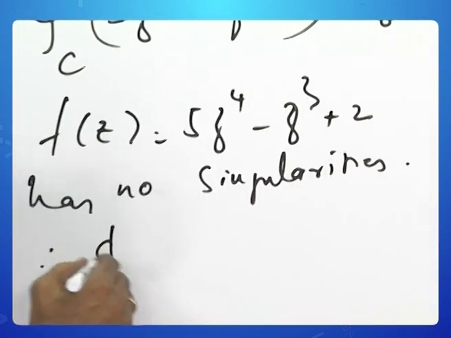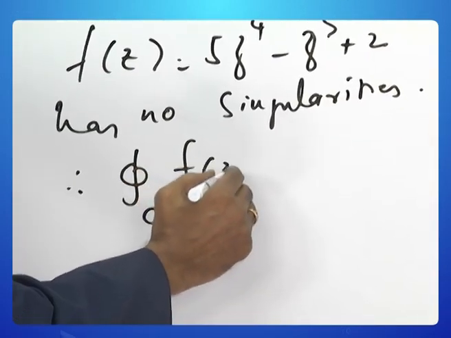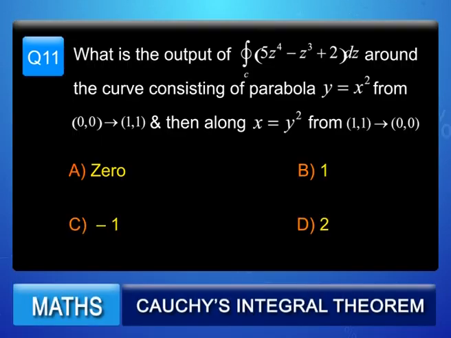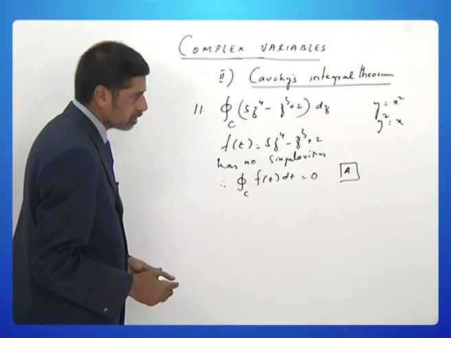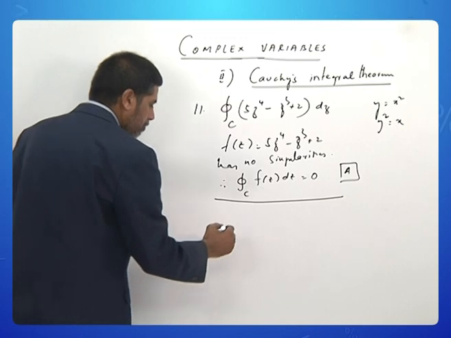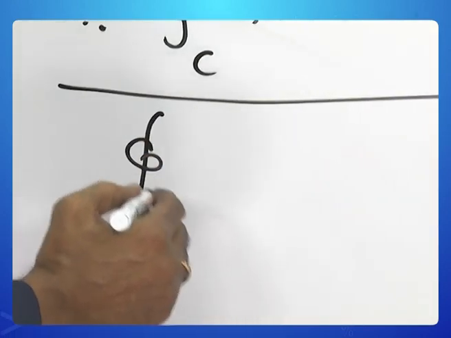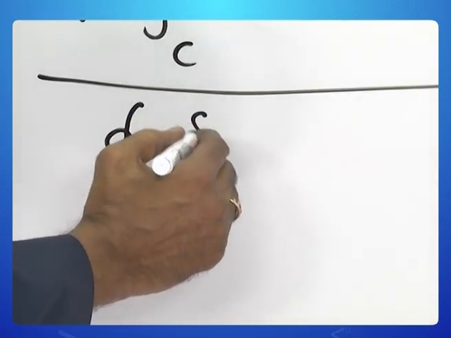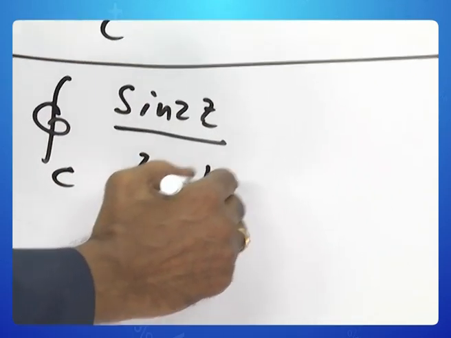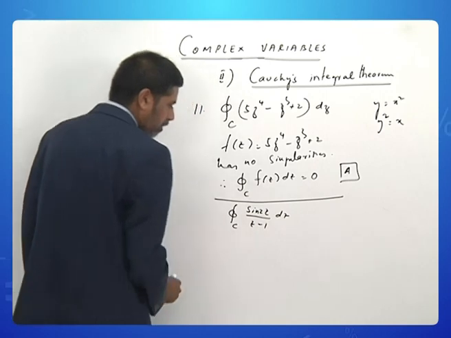Therefore, the integration of this function will be 0 as indicated by option A. However, I would like to explain here what can be the situation in some cases. Let's look at a problem like integral sin 2z by z minus 1 dz.